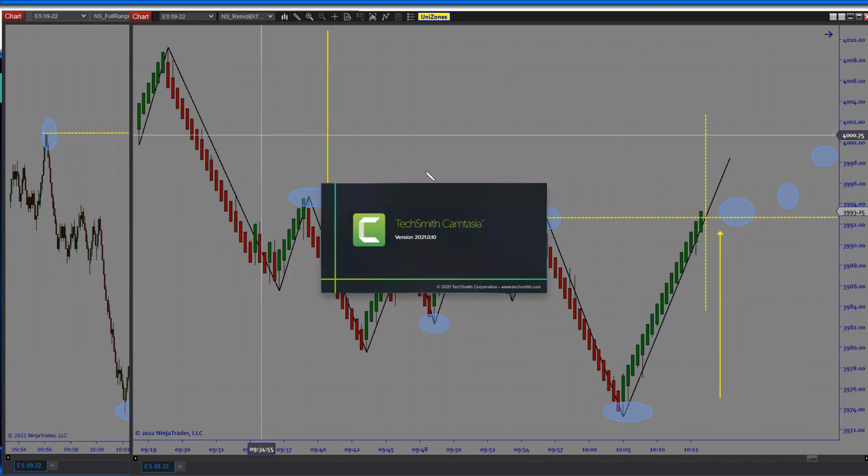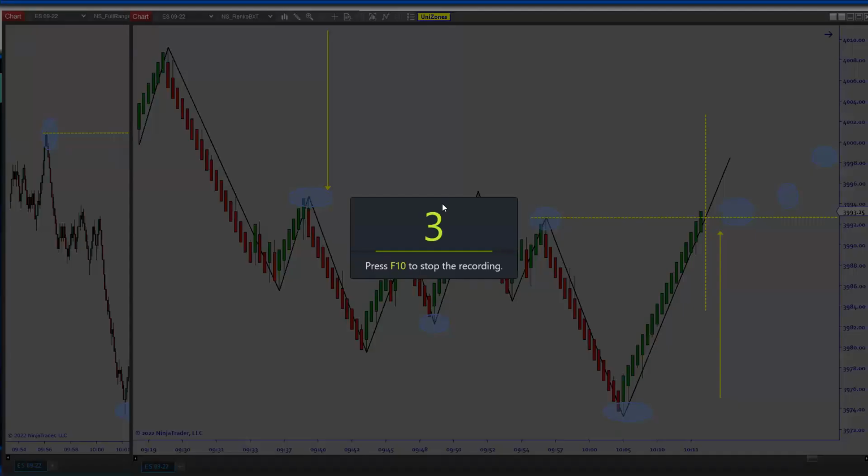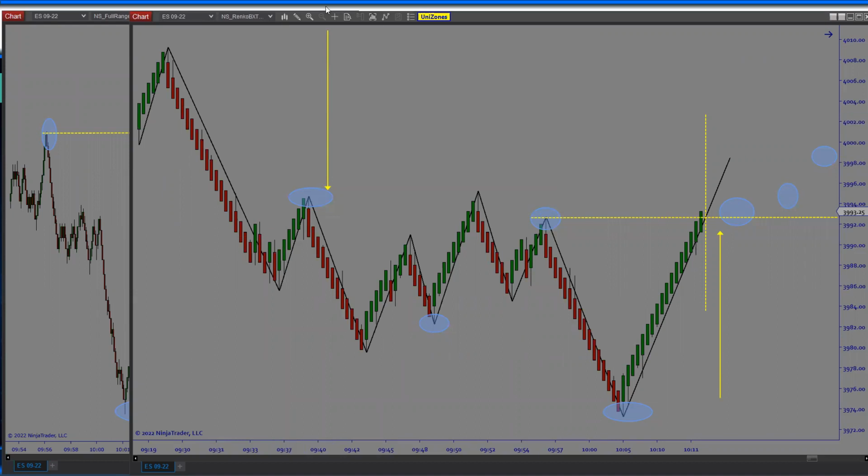Bear with me here. I've got my recording that stopped because of my hotkeys. Start this back up again. Okay, no using hotkeys.